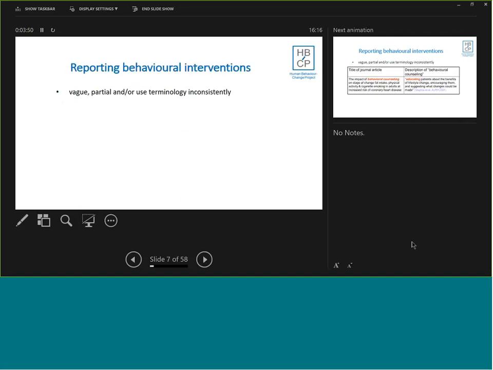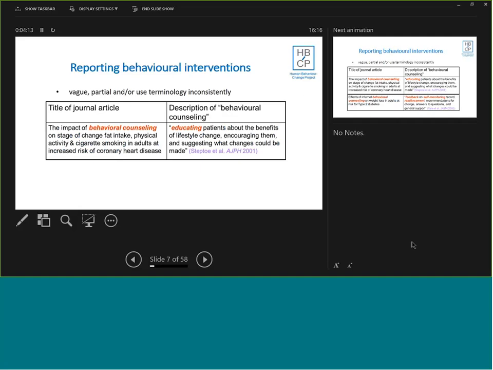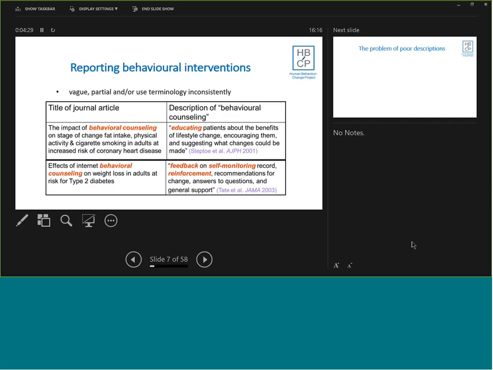And why we need to do this is currently, when you look at the way behavioural interventions are reported, often the language is vague, the reporting's partial, and the terminology is inconsistent. So the same term might be used to mean different concepts, or the same concept is described using different terms. So here's just one example, the term behavioural counselling. I've just taken 2 articles here. One of them is defined as educating patients about the benefits of lifestyle change, encouraging them, etc. Here's another definition: feedback on self-monitoring record, reinforcement, recommendations, etc.